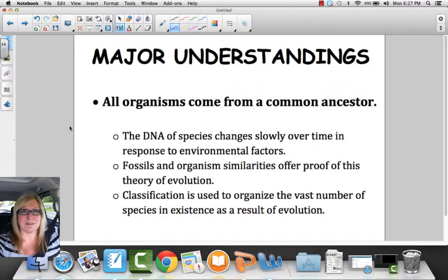And the reason why the DNA changes is because species either adapt to the changes in the environment and then they pass those traits on to their offspring, or they don't adapt and they wind up becoming extinct. Fossils and organism similarities offer proof of the theory of evolution. And classification is used to organize the vast number of species in existence as a result of evolution. So we have a way to classify organisms according to class, genus, and species.